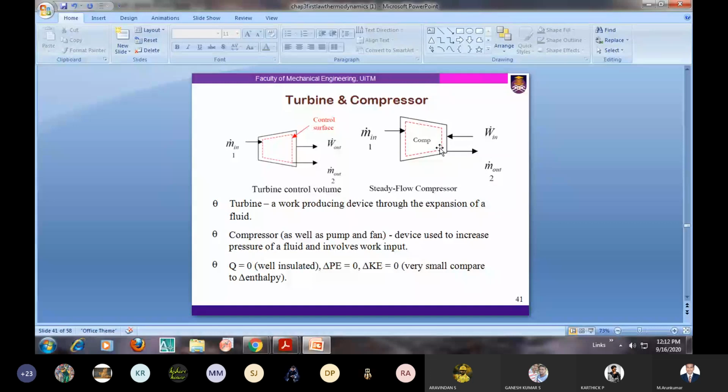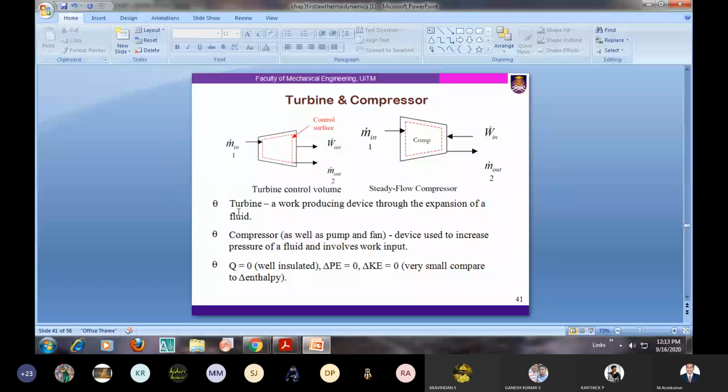We can take the general compressor, as we already discussed. We can have the compressor in our refrigerators. We can have turbines in our power plants, steam power plants. So these are the applications. So a turbine is a control volume and a steady flow device. So just take this schematic representation.